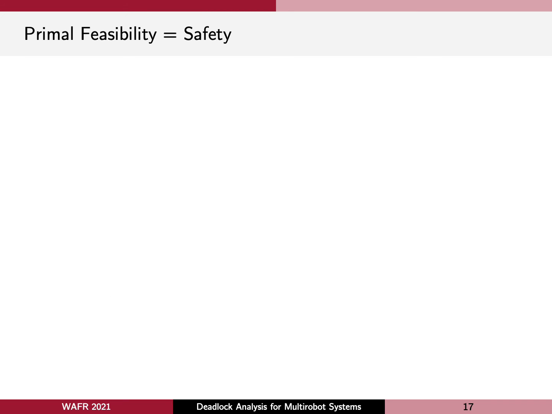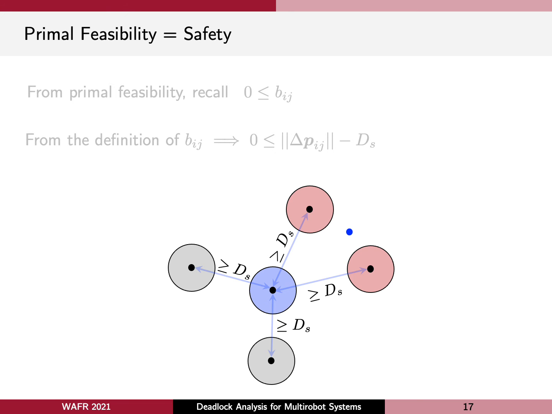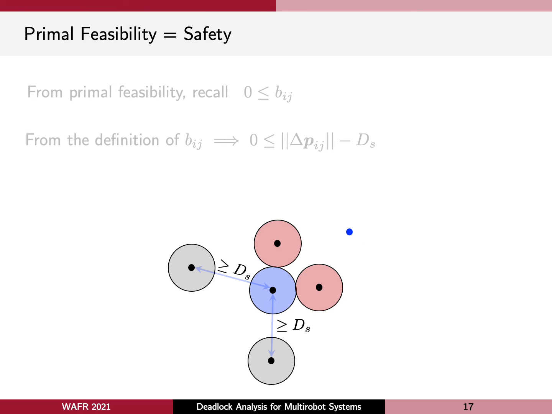Okay, so the second KKT condition relates to primal feasibility, and in deadlock it says that b sub ij is non-negative. If you look at the definition of b sub ij in the paper, and assume that robots i and j are both in deadlock, b sub ij being non-negative means that the distance between i and j is greater than or equal to the safety margin d sub s. Now it turns out that if j is an active robot, also in deadlock with respect to robot i, then this distance is exactly d sub s. If it is inactive, the distance is greater than d sub s.